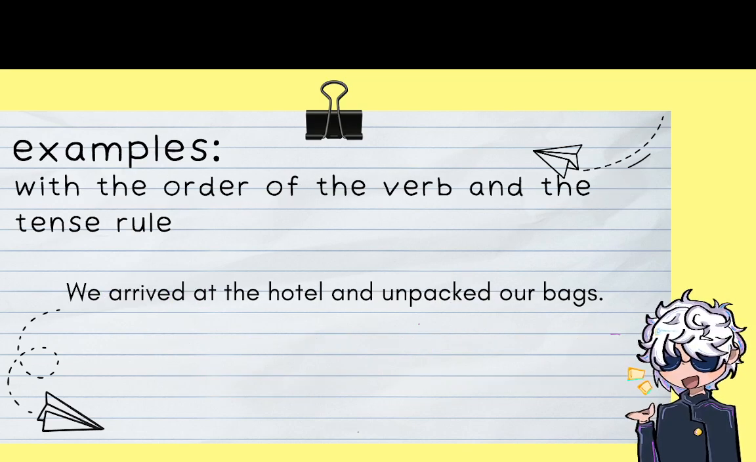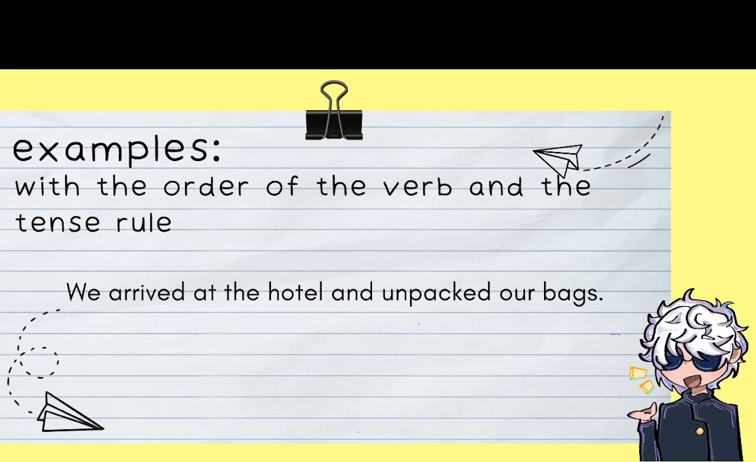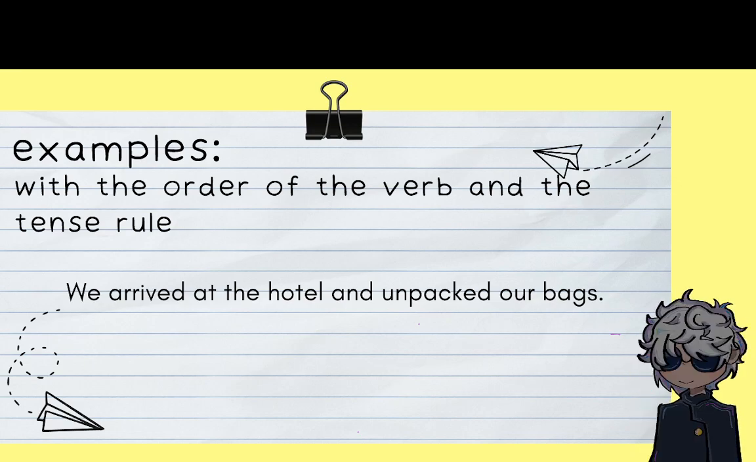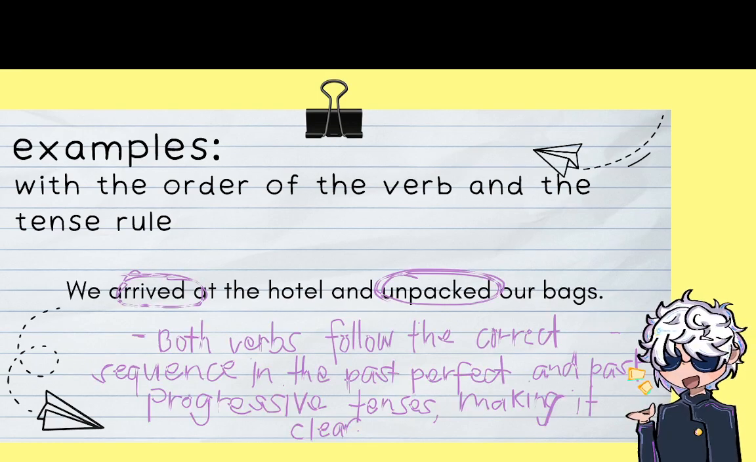So here's the example with the order of the verb and tense rule. We arrived at the hotel and unpacked our bags. As you can see, both of these verbs follow the correct sequence in the past perfect and present progressive tenses, making it clear for the readers to understand.